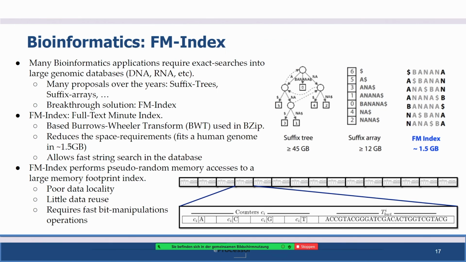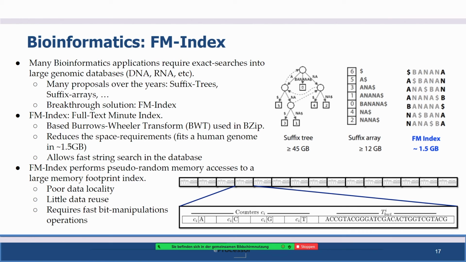In the next slide, a brief explanation of the FM index, which is the final application use case of bioinformatics. The FM index is found in many bioinformatics applications that require exact searches into a database. There have been previous proposals like the suffix tree and the suffix array, but the FM index was a great breakthrough. First, because it reduces the space requirements by an order of magnitude compared to the previous approaches. It can fit the whole human genome in 1.5 gigabytes, which is pretty awesome. And this allows fast string search in the database.